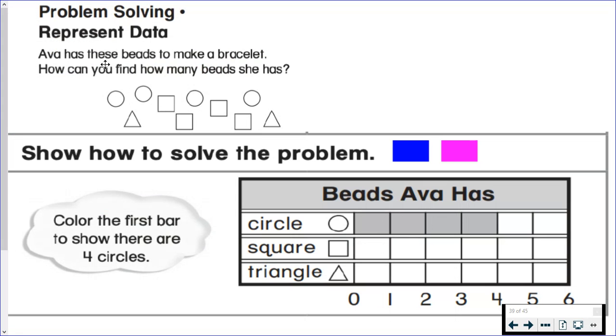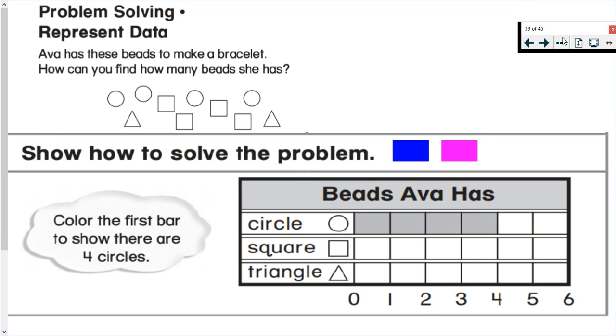So you can see that part of this picture graph is already done for you. They already did how many circles, and you can see they colored in all the way up to block 4 because there are 1, 2, 3, 4 circles. We're going to go ahead and put in how many squares there are and how many triangles there are, and we will cross off as they go.